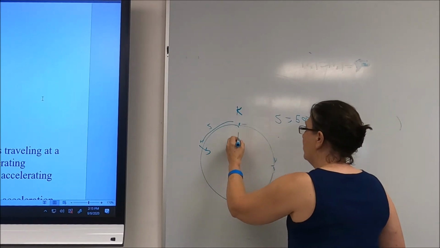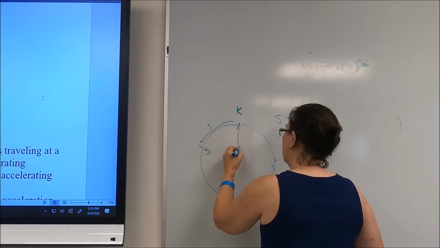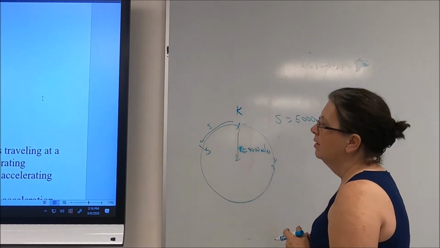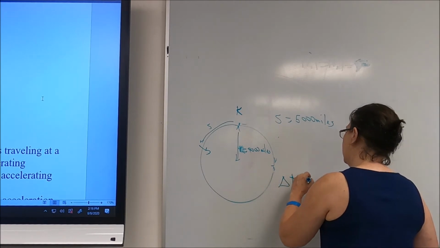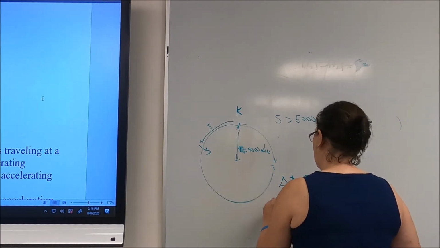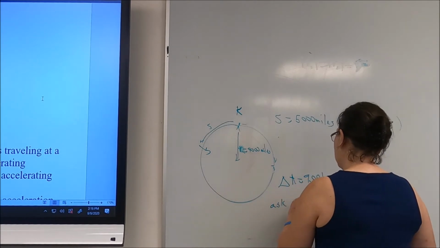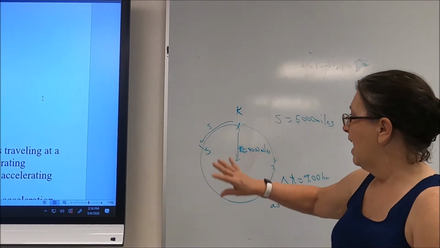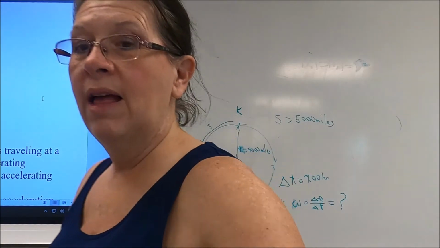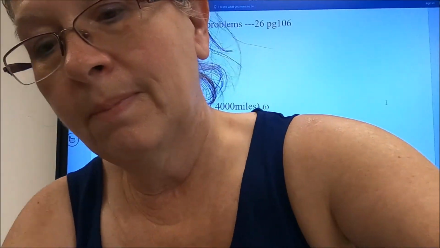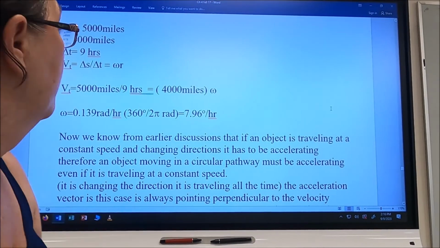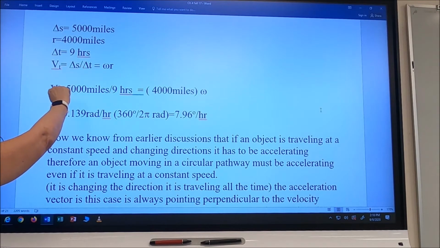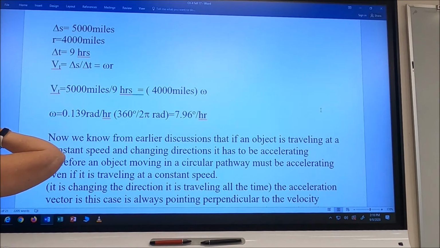Okay? We're told that the radius of the Earth, R, is 4,000 miles. And we're told that our delta T is 9 hours. And we're asked omega, which is delta theta over delta T. Okay? So that's kind of our layout drawing. So now let's look at how we're going to do this problem. So there's all of our information. So our delta S, our change in position, is 5,000 miles. R is 4,000 miles. Delta T is 9 hours.